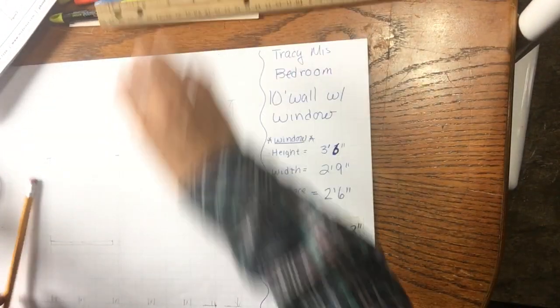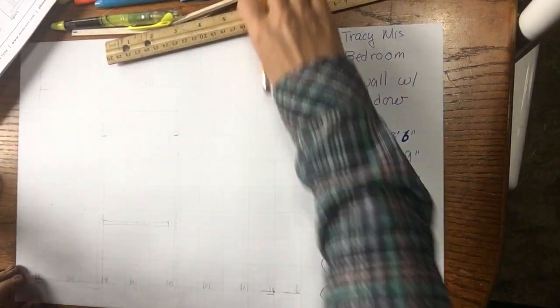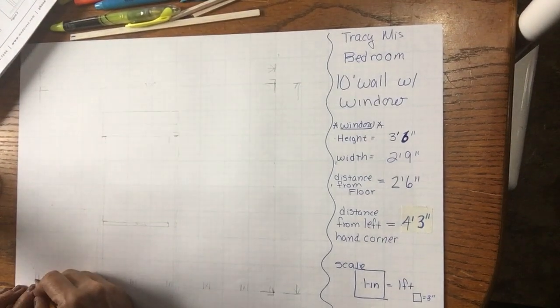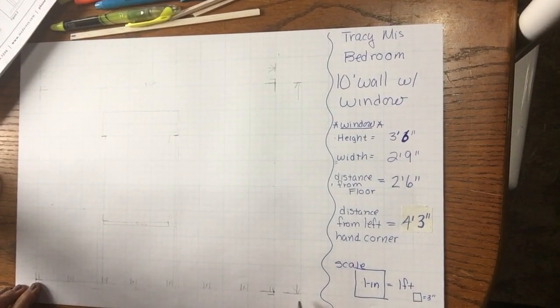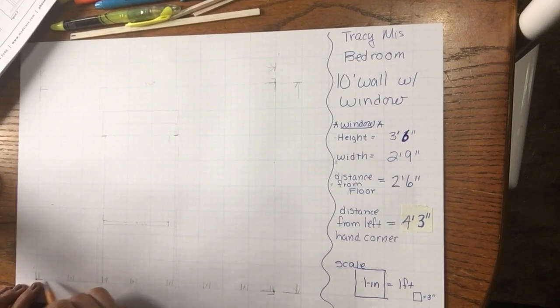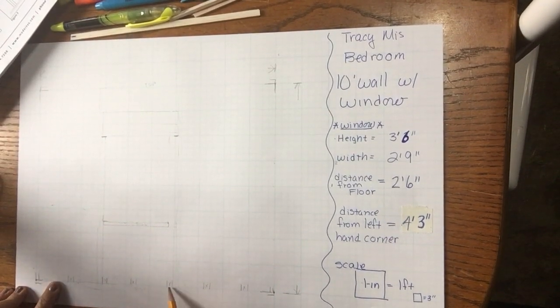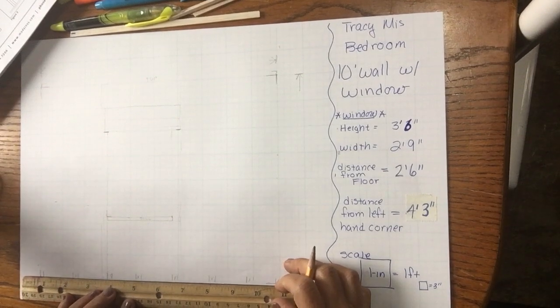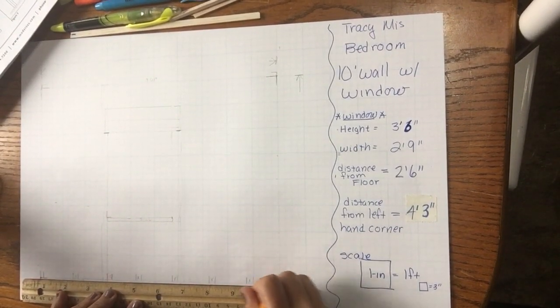All right, so as always, we're going to start with our bottom. Here is 0. And I'm going to count 10 feet because remember this was a 10-foot wall. So that's 0, 1, 2, 3, 4, 5, 6, 7, 8, 9, 10. So from there to there, that is going to be my bottom sole plate.